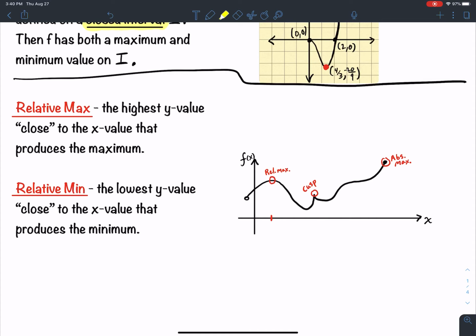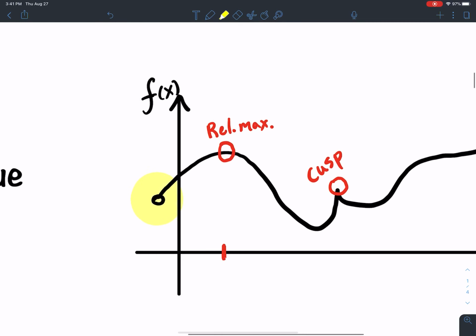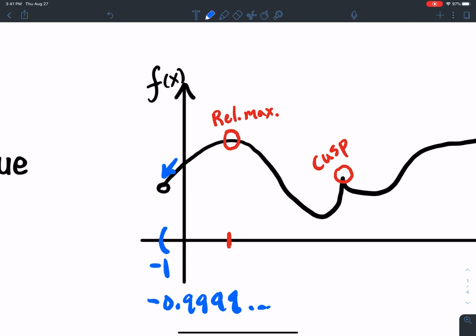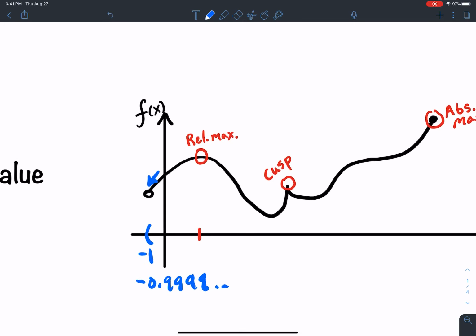Now, this one right here, why would this not be a relative minimum? Well, because it's an open interval on that end. We can get as close as we want, but we can't actually attain this value. Maybe that's at -1. We could get like -0.99999, but we can't actually plug in -1 because it's not defined. So we can't actually attain that relative minimum there. So that is actually not one.